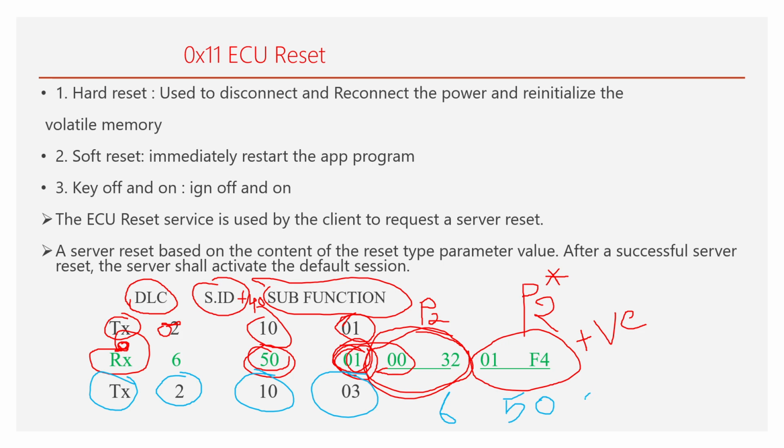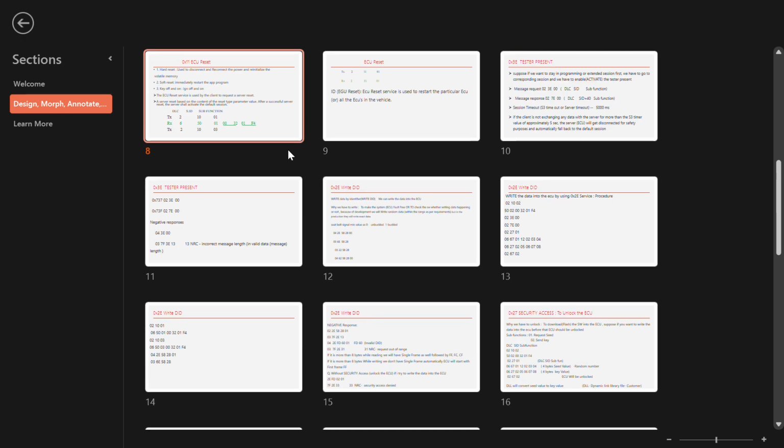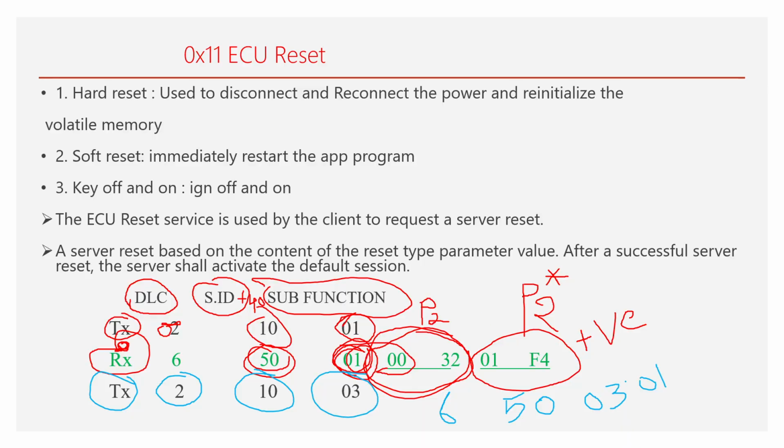Next, what is the subfunction you are using? 0, 3. So what is the output from the positive response? Sorry, not 0, 1. Wait a second. Okay, 0, 0. See here, 0, 0, 3, 2.